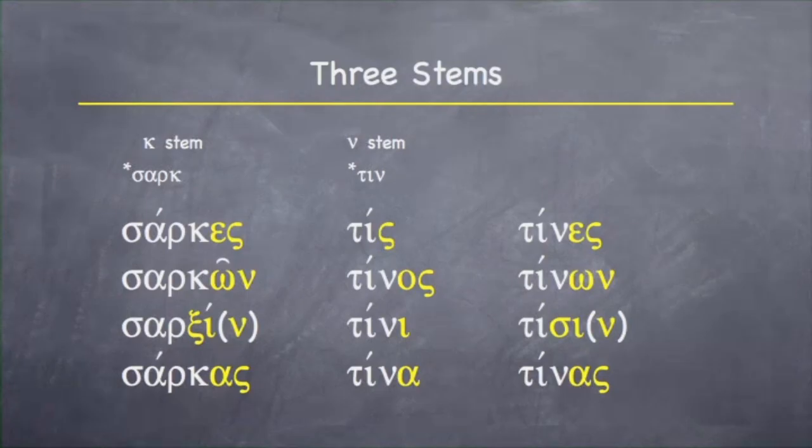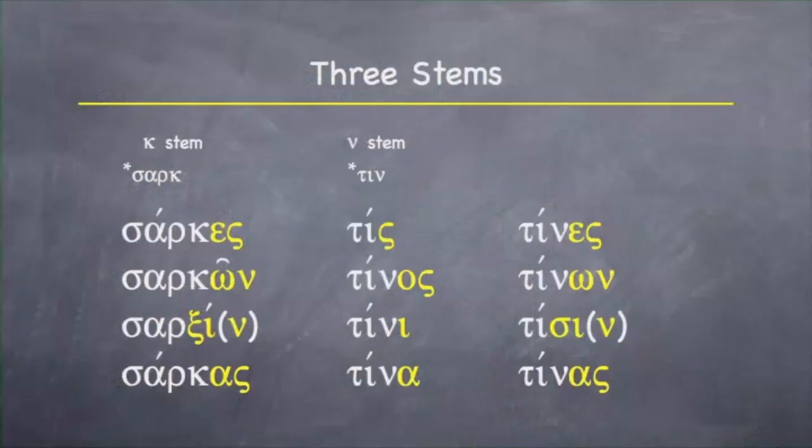What's going to happen in the plural? Well, it's tines, tinon. Now we get the dative plural. What happened in the nominative singular? Oh, the nu dropped off before sigma. You get tisi with a movable nu. And in the accusative plural, you get tinas, with alpha sigma. Okay. If you can go through that pattern with me, you're doing great. So you should be really, really encouraged.